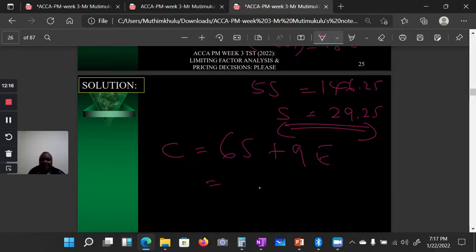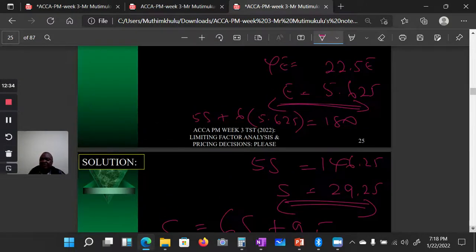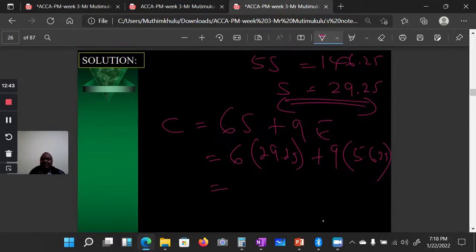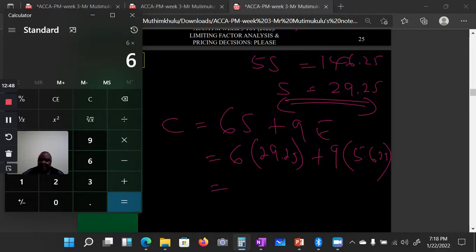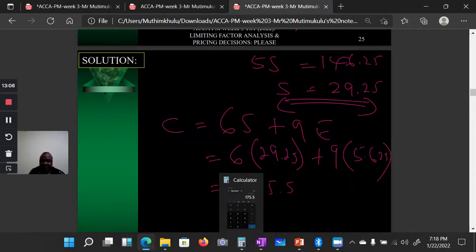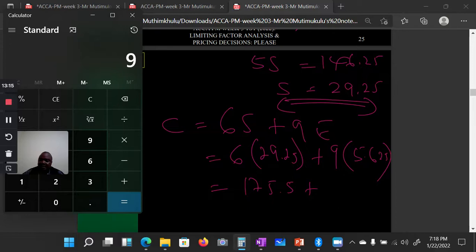All right, so 6s, and s we have calculated as 29.25, plus 9e, and our e is 5.625. If we use our calculator again, we get 6 times 29.25, that's 175.5, plus 9 times 5.625, which is 50.625.